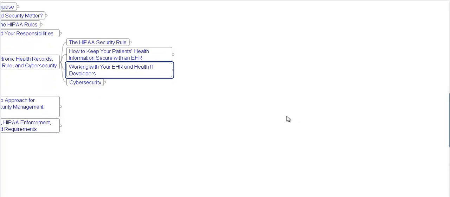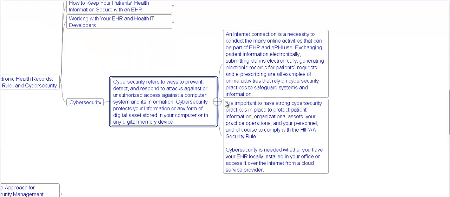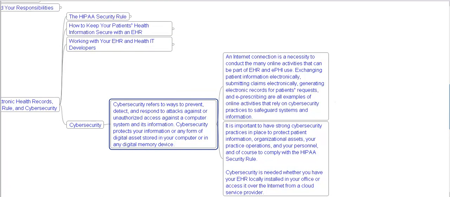Now let's see cybersecurity. Cybersecurity refers to a way to prevent, detect, and respond to attack against or unauthorized access against a computer system and its information. Cybersecurity protects your information or any form of digital assets stored in your computer or in any digital memory device.